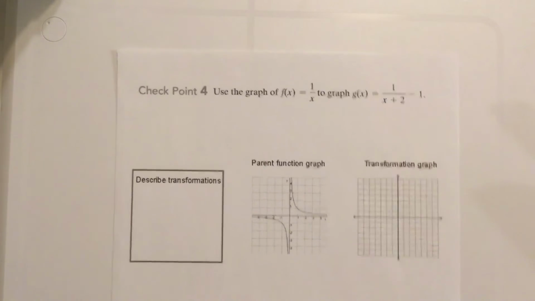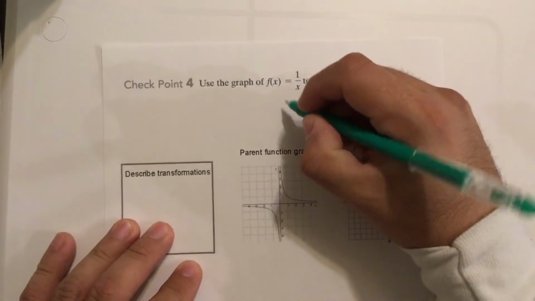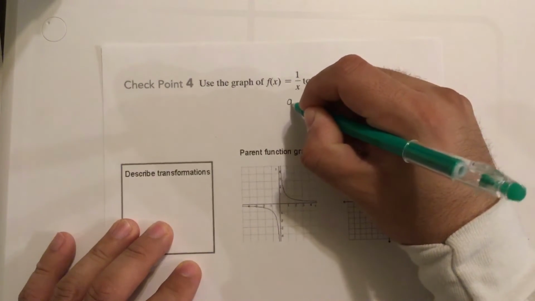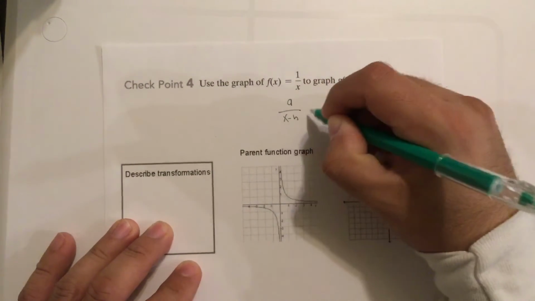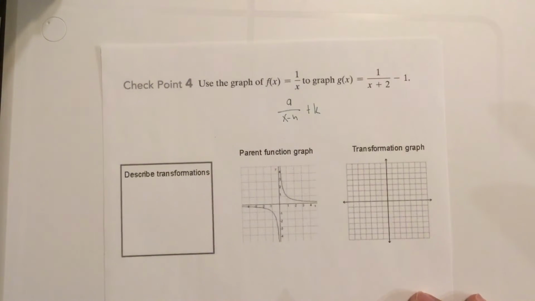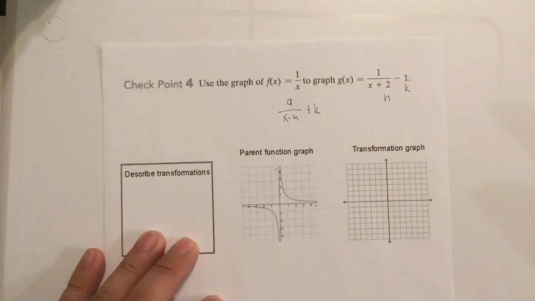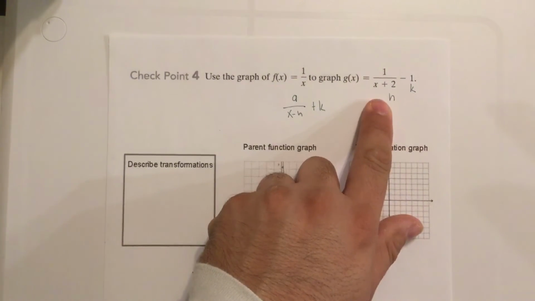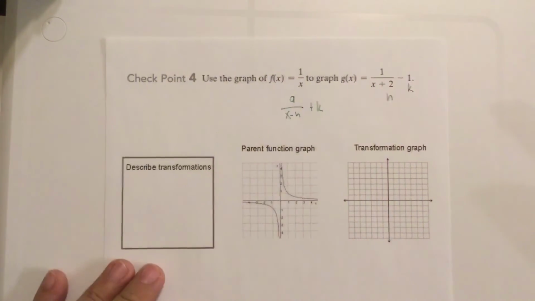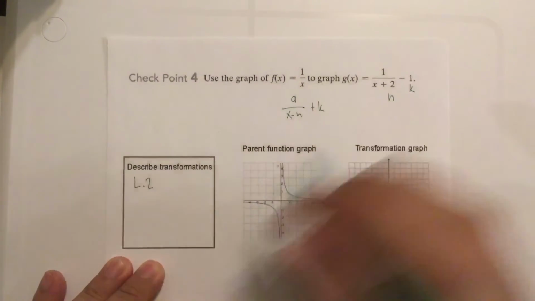So this one right here says use this graph. Again, we have 1 over x, so the parent function would be a over x minus h plus k. And you do want to be careful if there's a negative sign, just in case, but in this case there is none. So again, we have an h value and we have a k value. So this is the opposite of what you see, so it doesn't go right, it actually goes left 2 units. And this k value goes down 1.